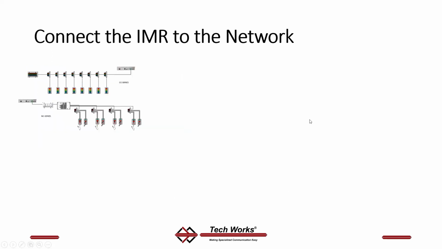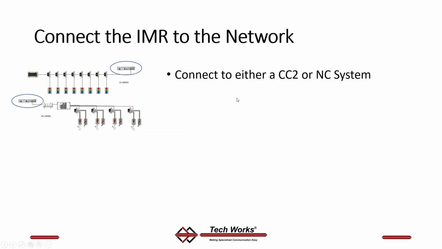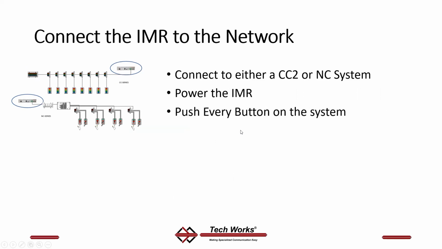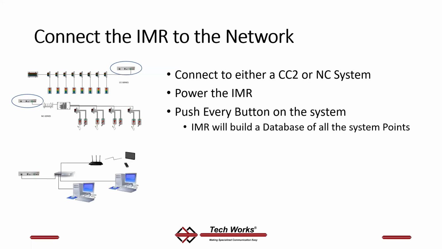Let's talk about connecting to the TechWorks network first of all. So whether it's CC or NC, you connect to the TechWorks data network. That twisted pair that goes to the annunciators just connects to the screw terminal on the IMR. Then you power the IMR on and you go around and you push every button in the system. The IMR will build a database of all the points.